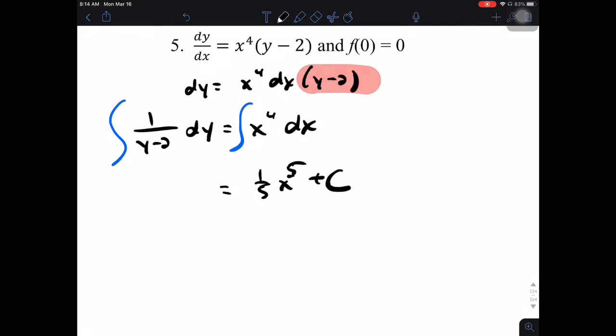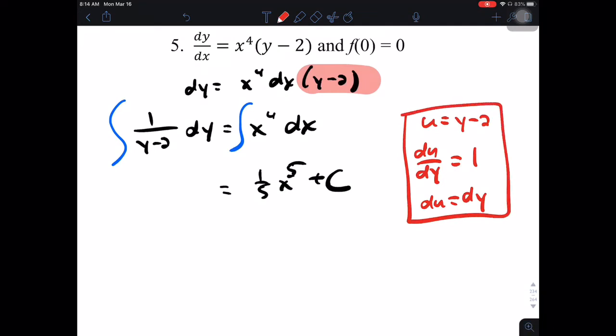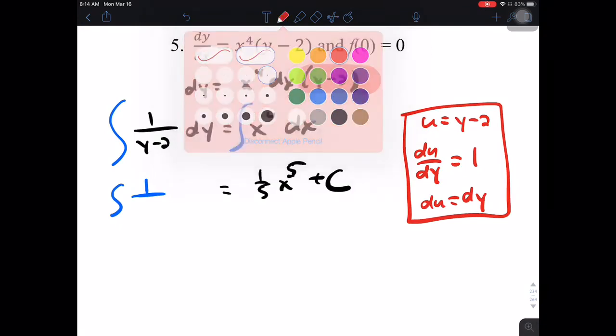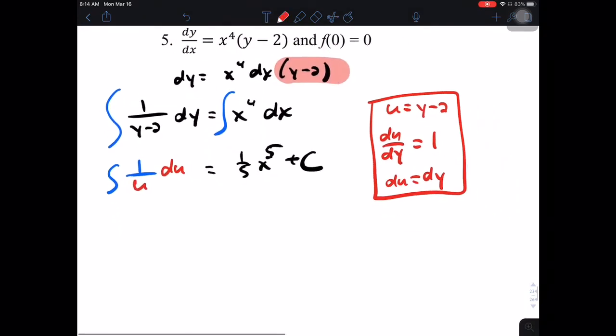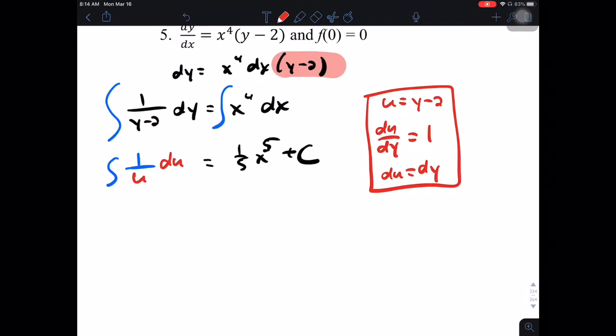Left side's not so simple. We cannot integrate that directly. We're going to use a u substitution. We're going to set u equal to the denominator. It makes du over dy 1, which makes du equal to dy. So using substitution over here, we're going to be integrating 1 over u, replacing dy with du. Now the left side is easy to integrate.